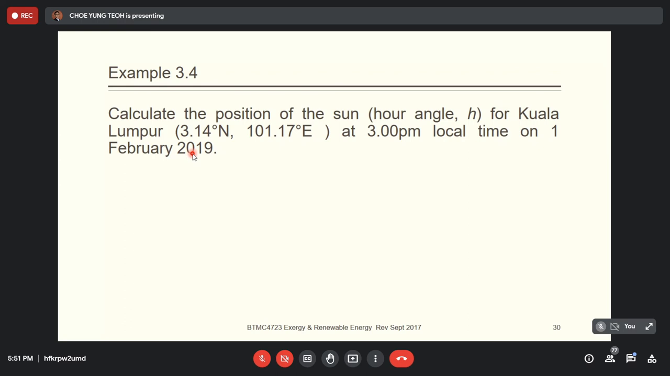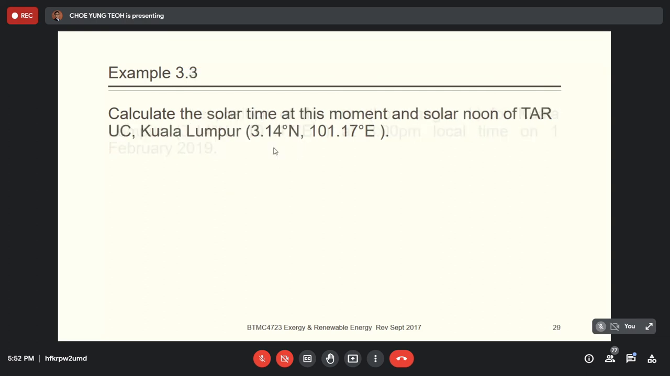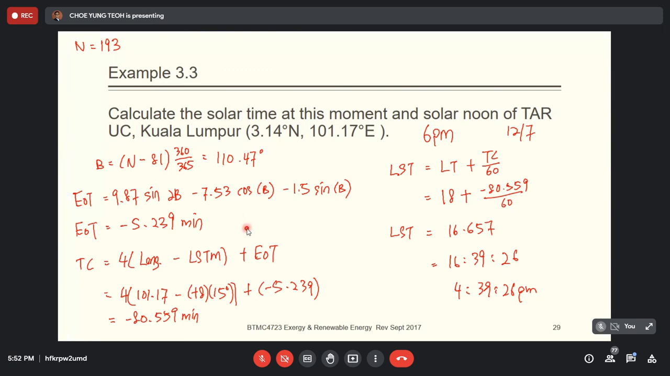Normally, the difficulty is that the question asks for the hour angle, so students will automatically go to find the equation with the hour angle. Yes, you can find the equation with the hour angle, but you cannot solve it, because this hour angle must be converted from time, but not from angle. So I think you have to do the similar thing like this.